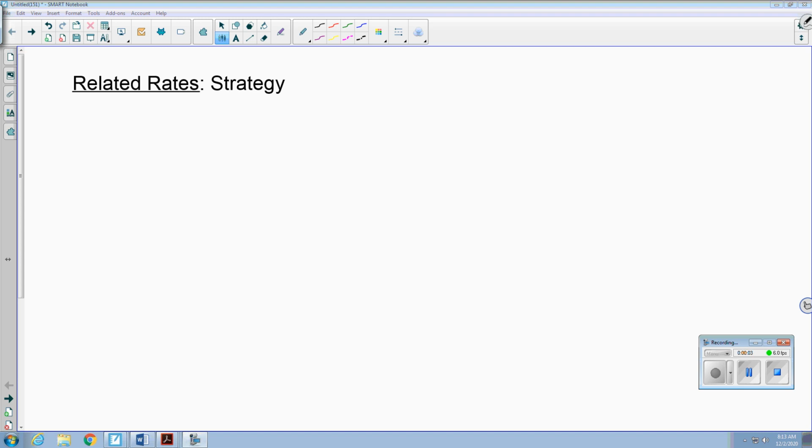Related rates. We're first going to discuss strategy for related rates problems, and then we'll look at some examples. But first, how do we know we're dealing with a related rates problem?